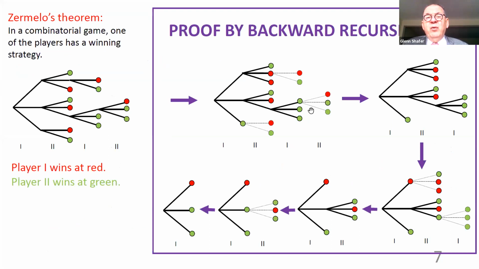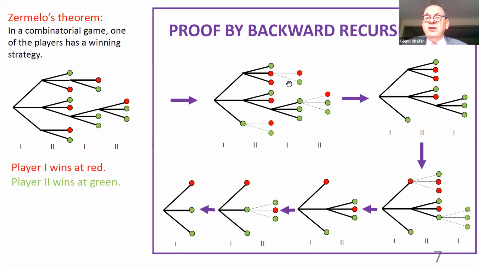You look at the endpoints. Here, in this situation here, whose turn is it? It's player 2's turn to take one of these choices. So player 2 is going to choose green. He's going to move here or here, so he'll win. So that means that he's really already got a winning strategy here.